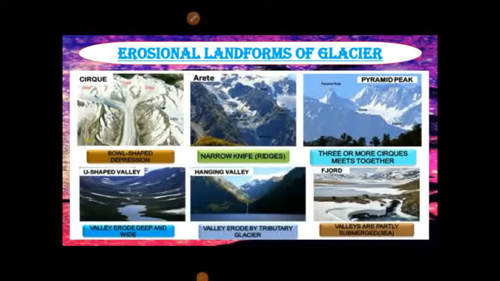U-shaped valley. When the glacier moves down along a river valley, the valley further gets eroded deep and wide to form a U-shaped valley. Hanging valley. These are valleys eroded by tributary glaciers and that hang over the main valley. Fjord. Fjords are glacial valleys that are partly submerged in the sea.